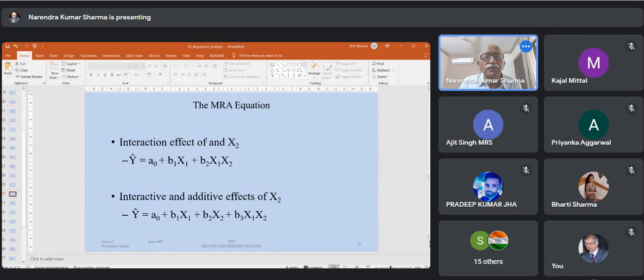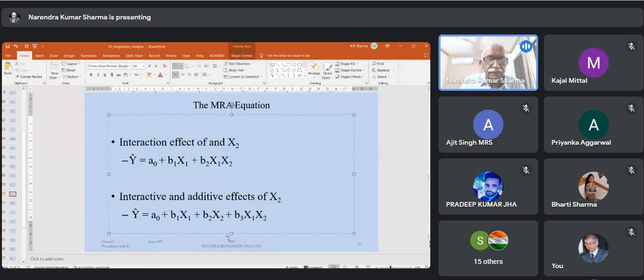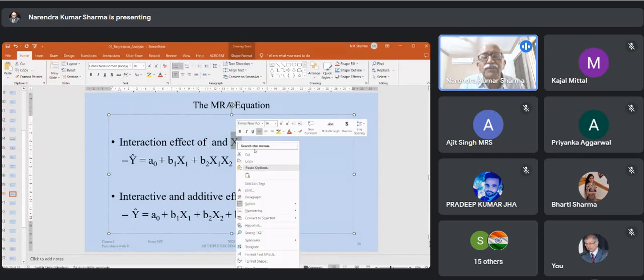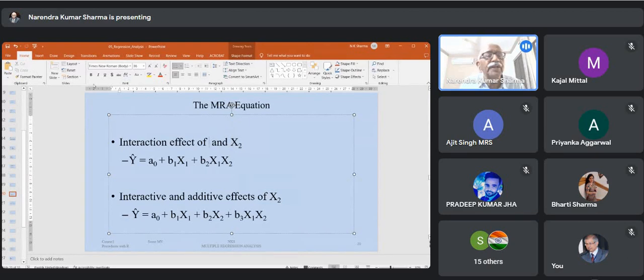Then we can also find the interaction effect of x1 and x2. Here it should be x1. So there are some corrections. Please note them down in the handout that I've sent you, and you should make those corrections in the handout.